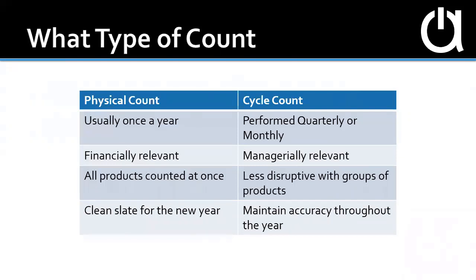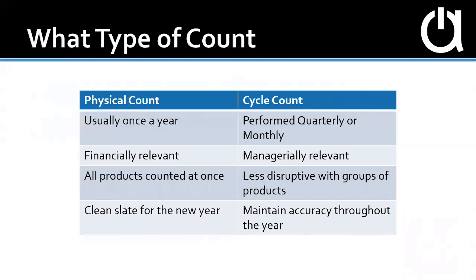Physical counts are referred to as financially relevant, meaning you need to do them for your end of year statements and taxes. Cycle counts, on the other hand, are more relevant for managerial accounting purposes because they're used to help make business decisions. You may be able to more easily answer why you have discrepancies between what your software, such as Acctivate, says you have and the actual physical count when you do cycle counts because it hasn't been that long since you did the last count.